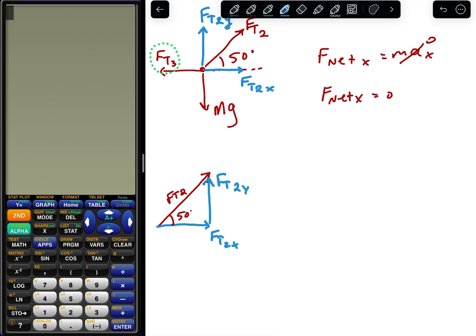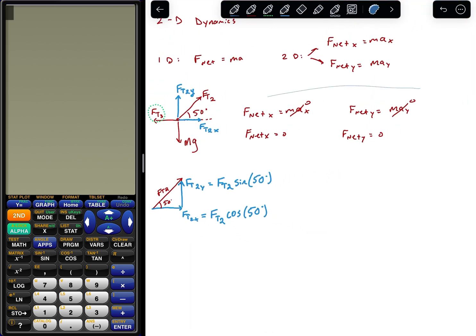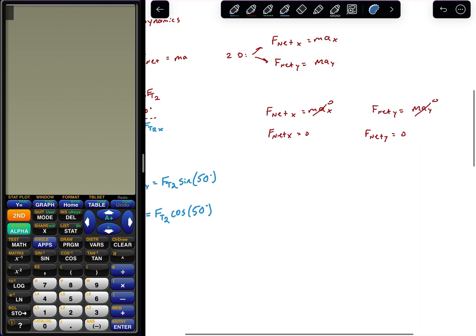Force of tension 2 in the x is going to be FT2 cosine of 50 degrees. FT2y is going to be FT2 sine of 50 degrees. All right, awesome. Let's go ahead and lasso these over. We're going to bring these over, and we're going to be continuing down the algebra there.